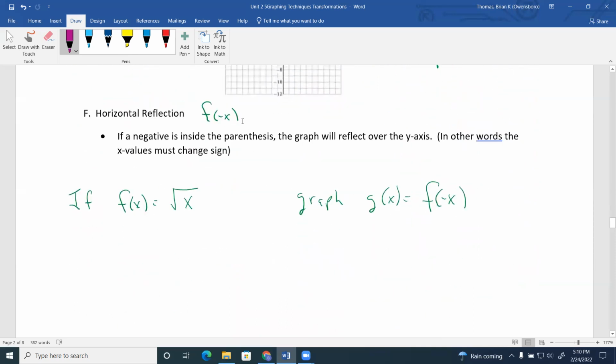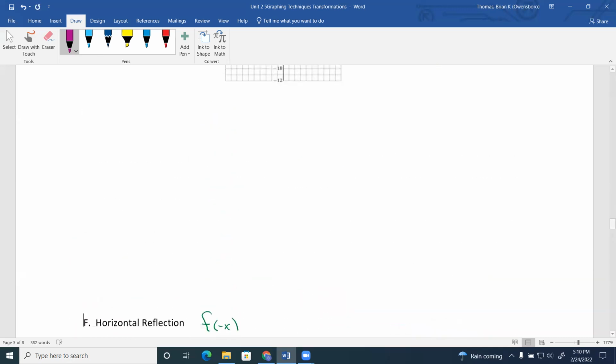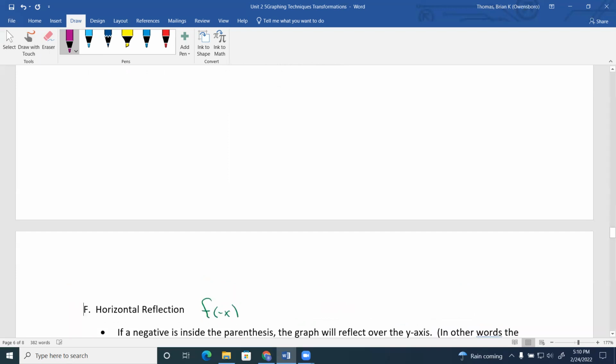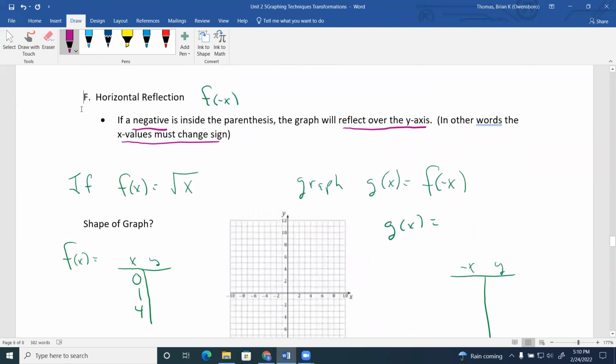We also have what's called a horizontal reflection. Notice how the negative will be inside the parentheses. So this graph is actually going to reflect over the y-axis. In other words, the x values will have to change. So let's see if we can create this graph here. Move this all down. I think my graph is down here somewhere. There we go. That looks like we got everything together now.